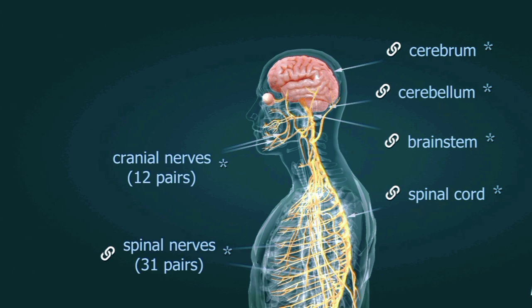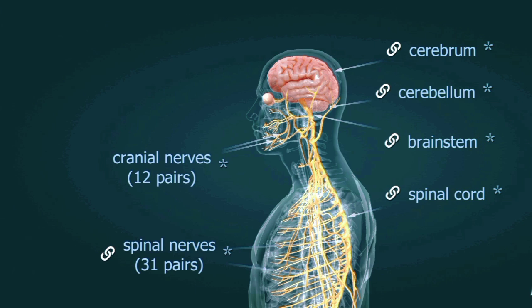Number 3. Brainstem. Structure: connects the cerebrum and cerebellum to the spinal cord, made up of the midbrain, pons, and medulla oblongata. Function: controls basic life-sustaining functions such as breathing, heart rate, and blood pressure. Acts as a pathway for messages between the brain and the body. Houses many cranial nerve nuclei that regulate reflexes like swallowing and coughing.